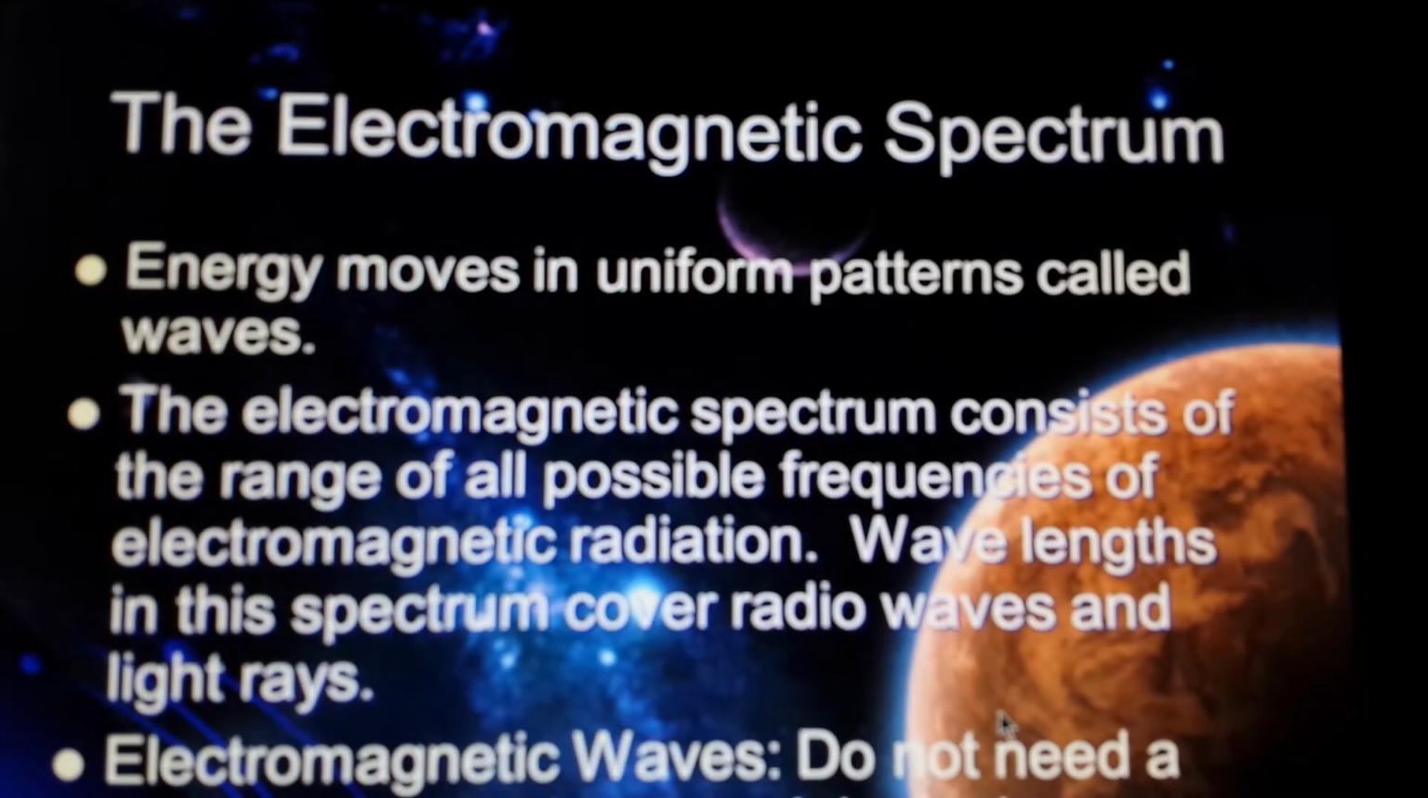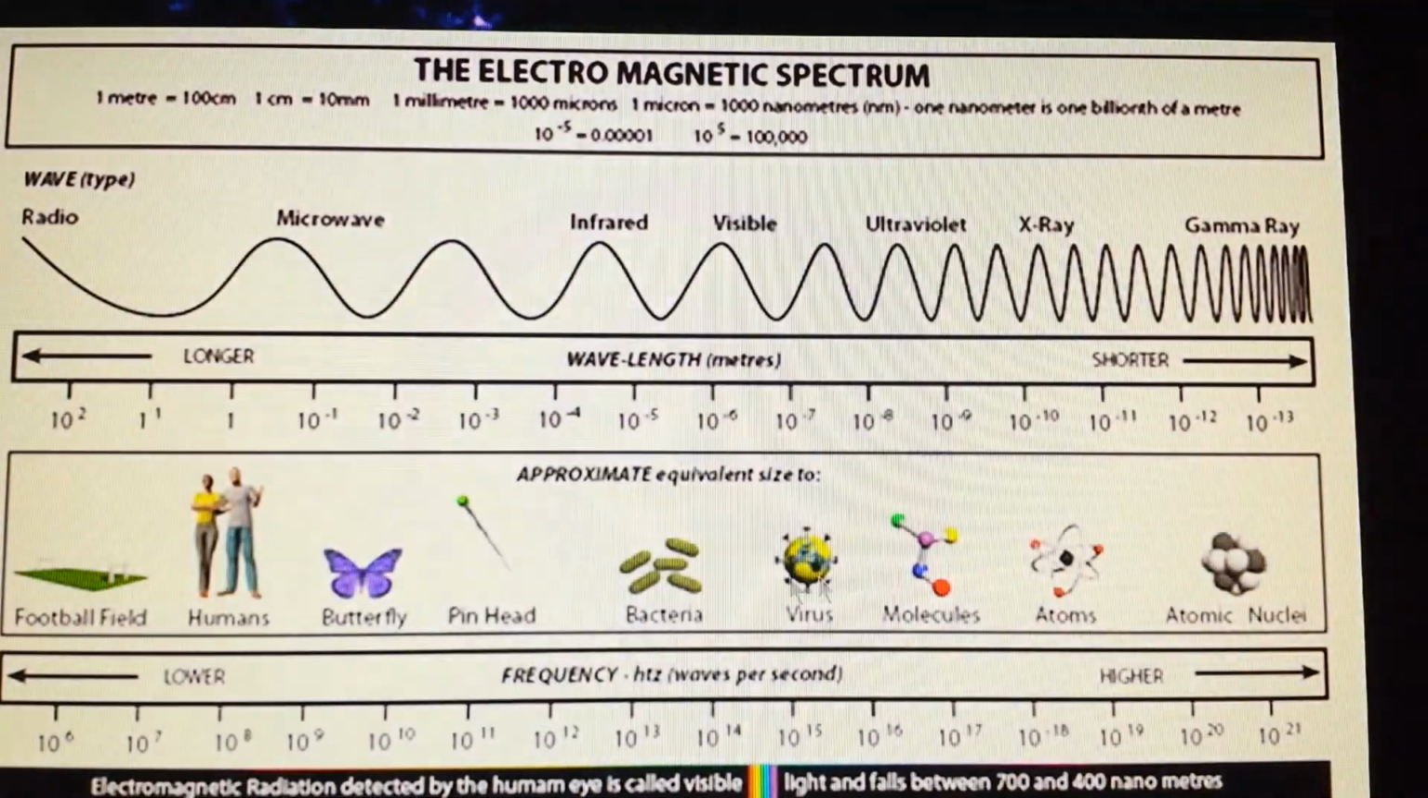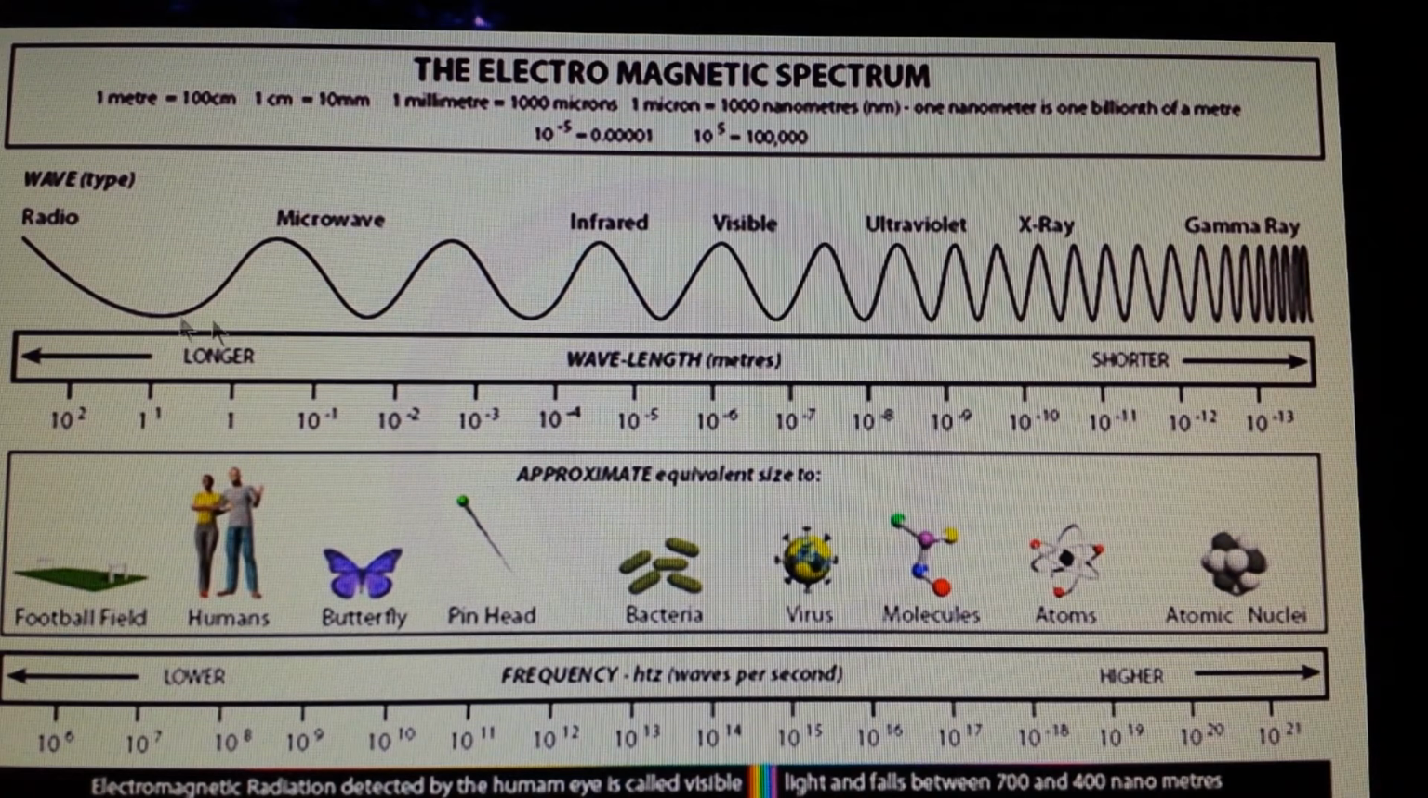And this goes on to talking about the electromagnetic spectrum, different kinds of light. Longer wavelengths of light would be like radio waves, microwaves, infrared. Shorter wavelengths of light would be gamma rays, X-rays, and ultraviolet. So you can see here the effect: as the waves get shorter and shorter, the frequency also gets higher and higher, which means there's more energy.